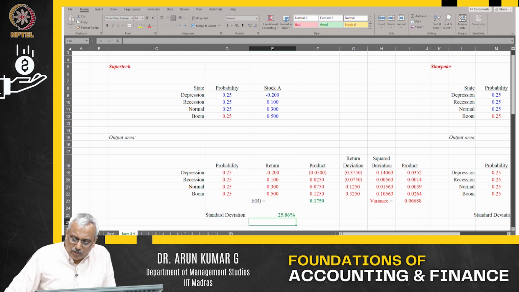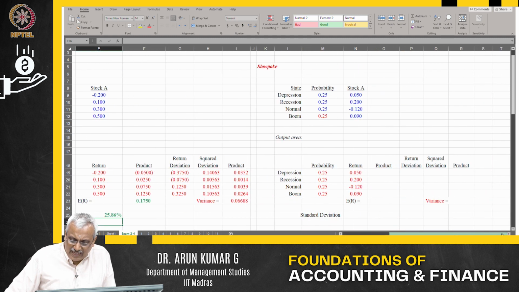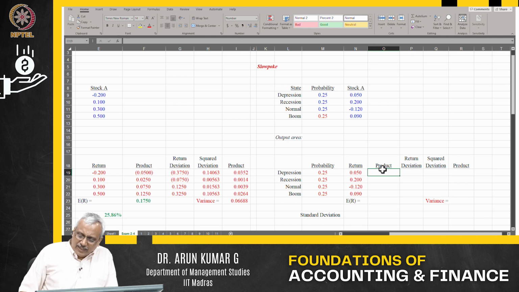Can I do it for Slowpoke? The same thing. Yes, I have it out here. I am going to do it for Slowpoke. What is it? Probability of the return occurring. That is the first thing, because I need to find out the expected return and the probability of the return occurring.